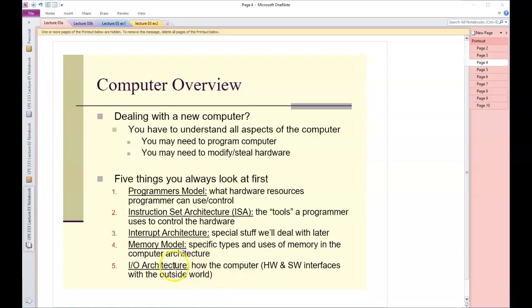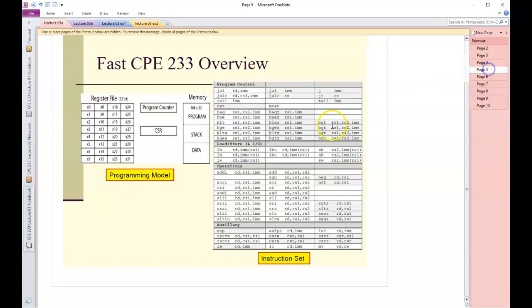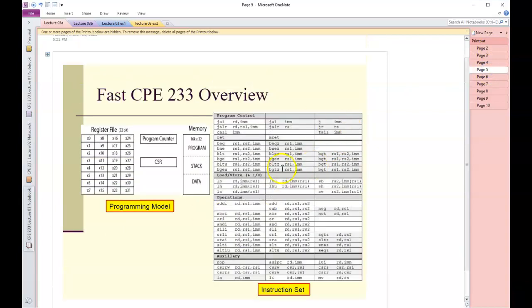Okay, so check it out. I used the word architecture about 3 different times there. It's kind of an overused word in computer land. This right here is the instruction set. This is the programming model, the programmer's model. This is the hardware that the programmer has access to or can control, and they control it using the instruction set.